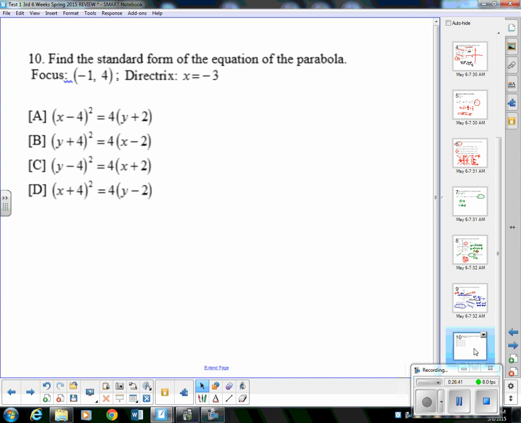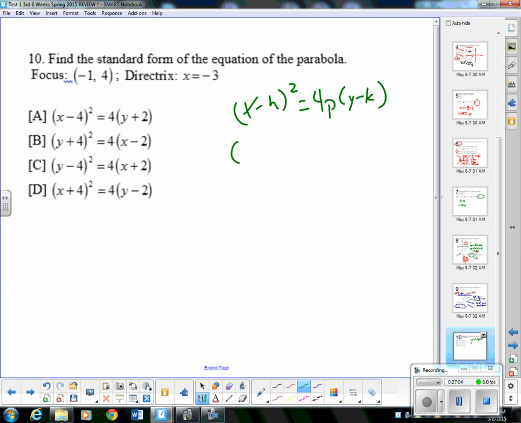All right, here is the question. It says find the standard form of the equation of the parabola, and you're given some information. You have a focus at -1, 4 and a directrix at x equals -3. Right? Now remember, your parabola looks like this. X minus h squared is equal to 4p y minus k, or it's y minus k squared is equal to 4p x minus h. Right now we don't know which is which yet, so it really is pertinent that we make a quick plot of this stuff.